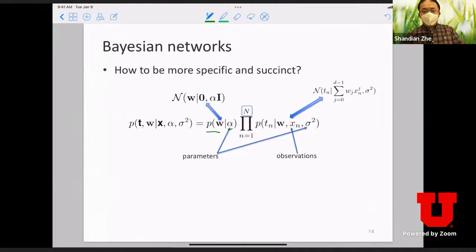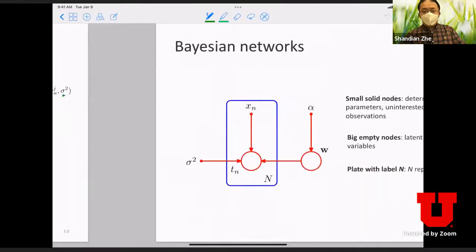Let's take linear regression as an example again. We know the prior of W is a Gaussian prior, but the width of the prior is determined by this hyperparameter alpha. Let us assume alpha is just some fixed constant rather than a random variable. Also, given W and each input observation xn, the output Tn is sampled from a Gaussian distribution determined by some noise variance sigma squared. We assume this noise variance is known and fixed, not another random variable. How can we represent them?